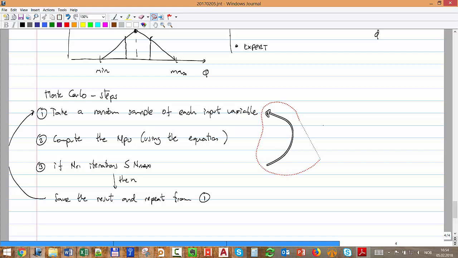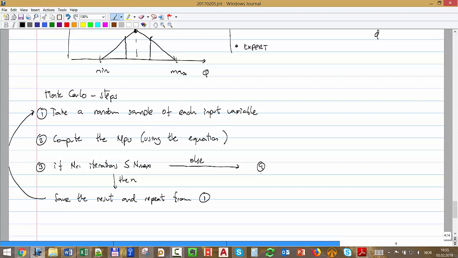Else, if I have exceeded the number of iterations, what do I do? I go to step 4, which is not end, but is process the results. Actually, make this frequency diagram. It's called make the frequency diagram, or the PDF with the results saved.